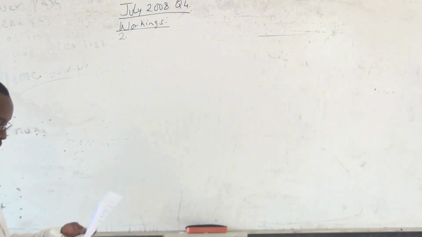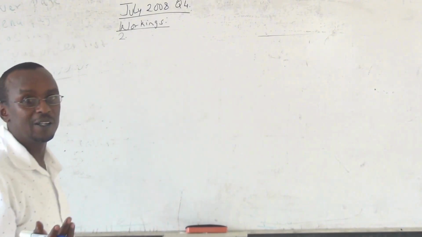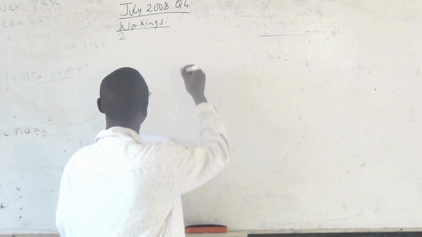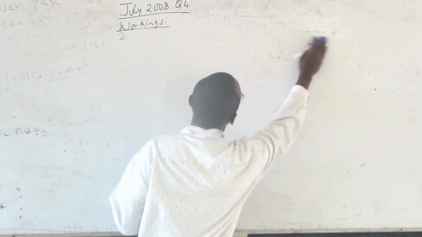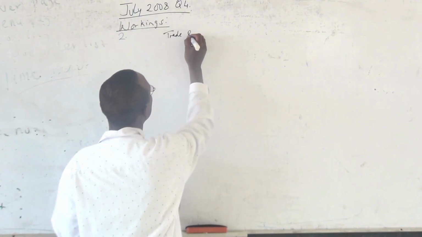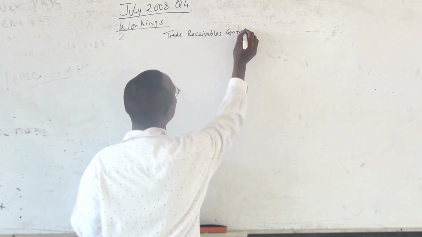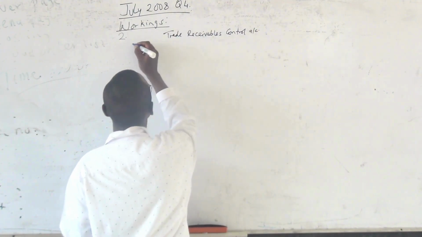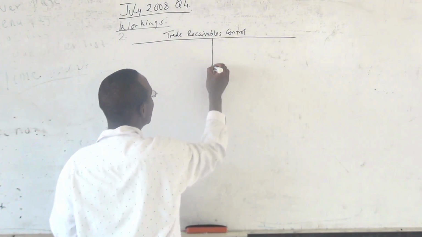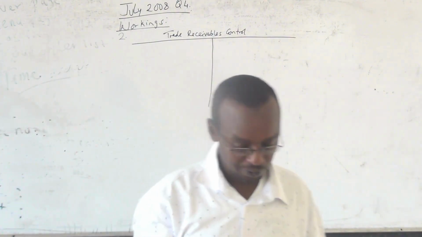Then, now we want to know the sales and purchases. You cannot prepare an income statement without sales and purchases. So for the sales, let's have trade receivables or debtors control account. Trade receivables control account. This one will be able to give us a total sales.